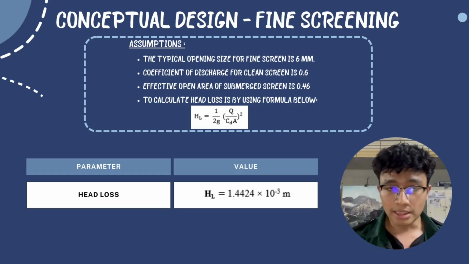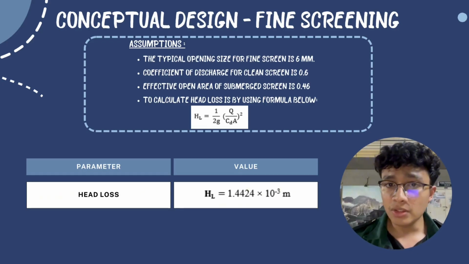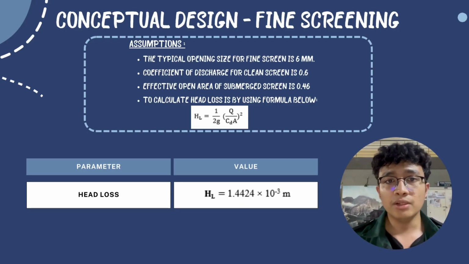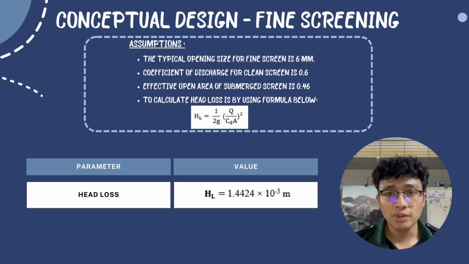To simplify the calculation, we use the following assumptions. Typical fine screen opening size is 6 mm, coefficient of discharge for a clean screen is 0.6, effective open area of submerged screen is 0.46 m3. So based on these values, the head loss obtained is 1.4424 times 10 to the power of negative 3 meters.